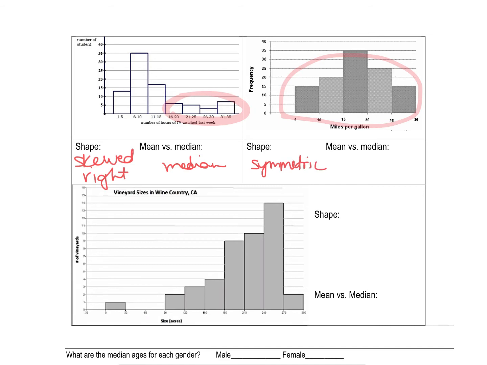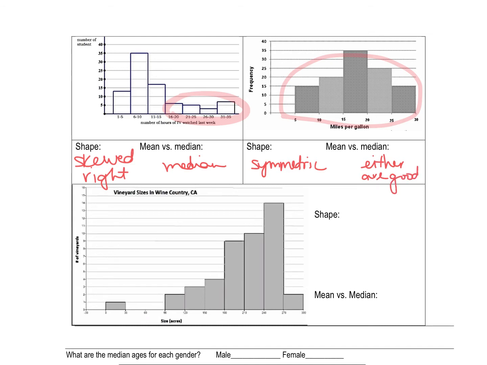Okay. In this situation, which is the best measure of center? Is it the mean or the median? Honestly, they're going to be close to one another, so I can use either. So I'm going to say either are good.